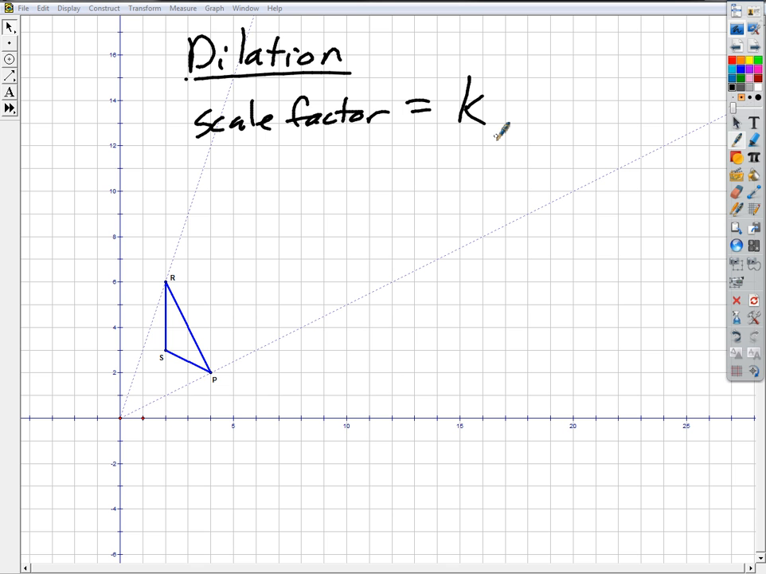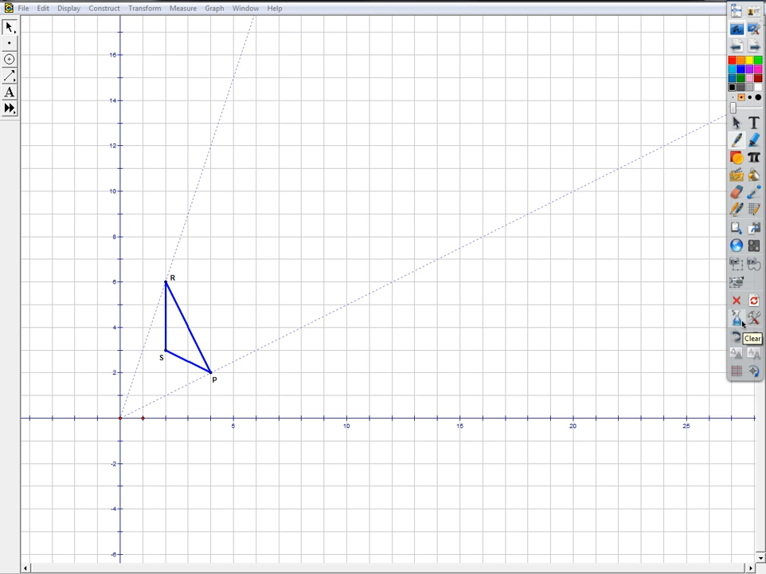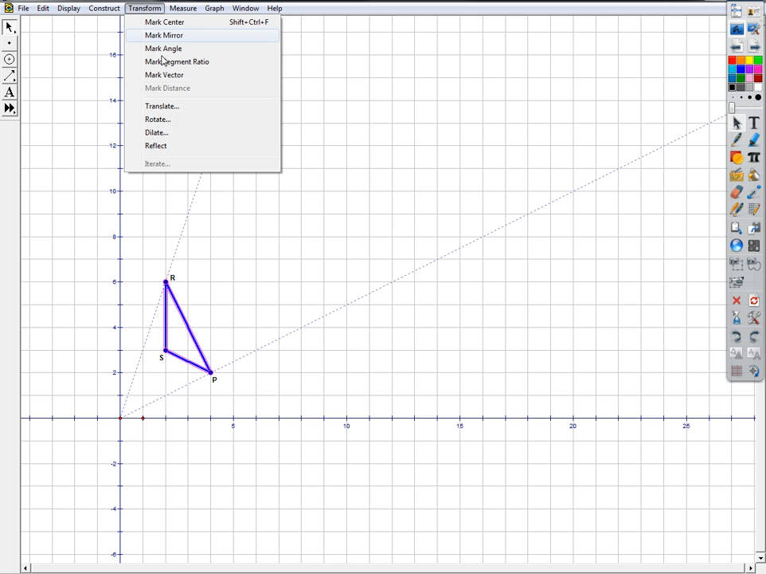Okay, now let's look at what happens if we dilate this thing. So I'm going to take all three vertices and all three sides, and let's do a transform menu, and I'm going to go down to dilate. Okay, now in addition to translate, rotate, and reflect, I now get dilate.